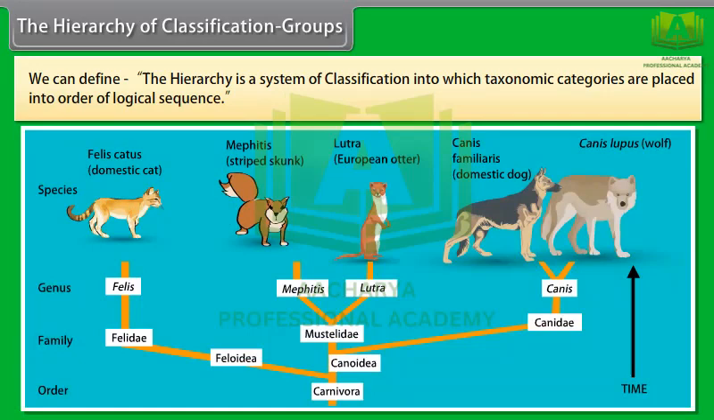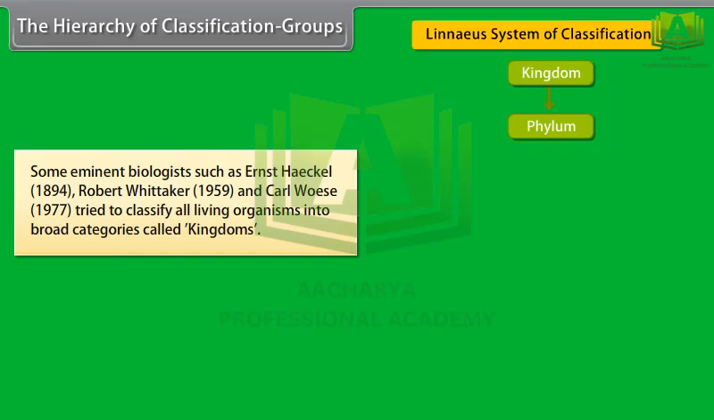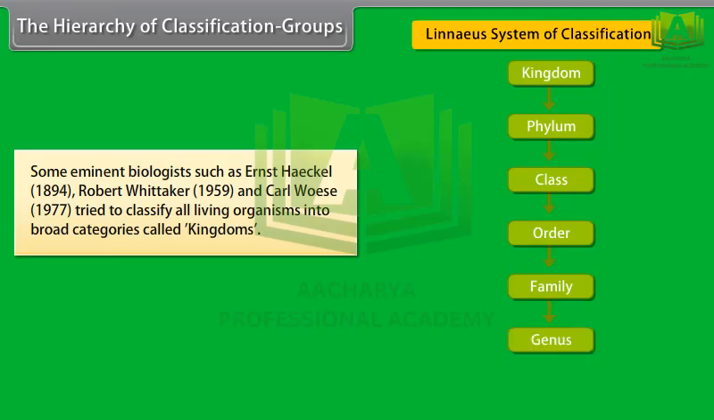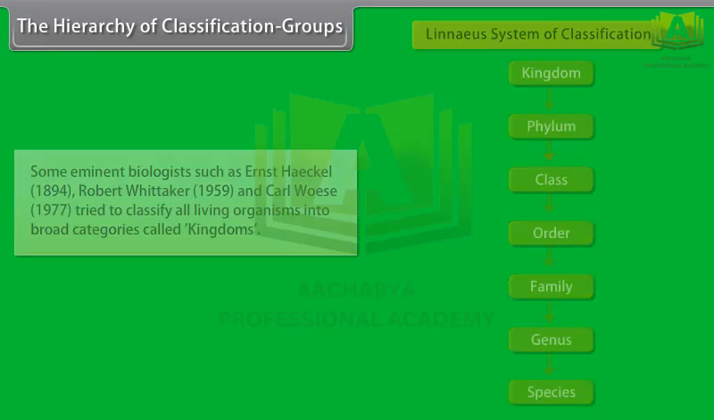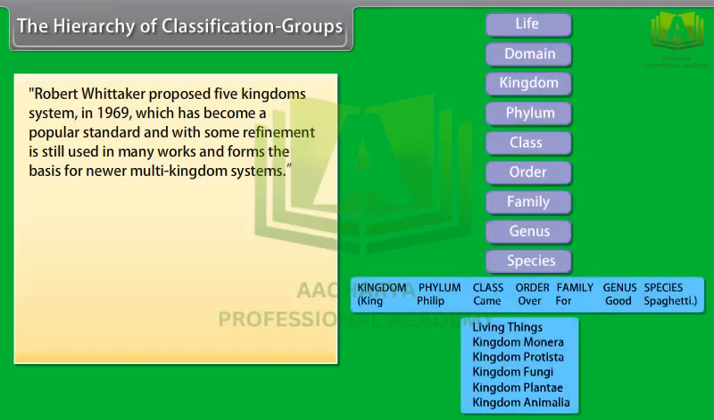The hierarchy of classification groups. We can define the hierarchy as a system of classification in which taxonomic categories are placed in order of logical sequence. Some eminent biologists such as Ernst Haeckel, 1894, Robert Whittaker, 1959, and Carl Woese, 1977, tried to classify all living organisms into broad categories called kingdoms. Robert Whittaker proposed the 5-kingdom system in 1969, which has become a popular standard and, with some refinement, is still used in many works and forms the basis for newer multi-kingdom systems.